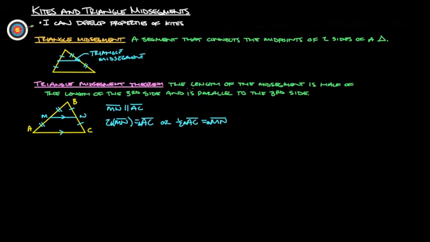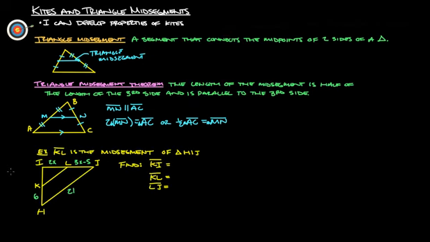All right. Let's take a look at one example here. KL is the midsegment of triangle HIJ. So here's our KL, and that's the midsegment. We're going to find three different things. KI, which is this piece right here. And we're going to find KL, which is the midsegment. And we're going to find LJ as well.